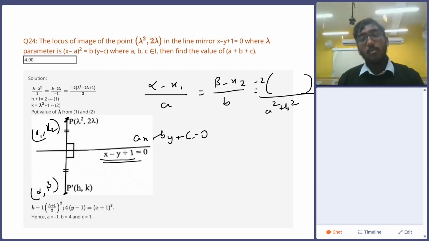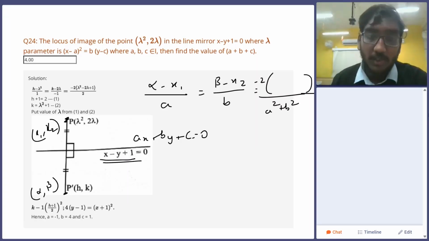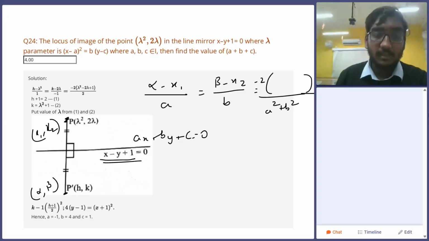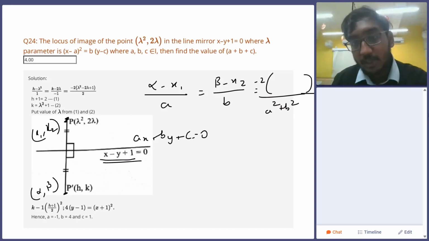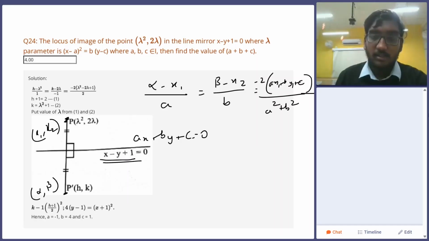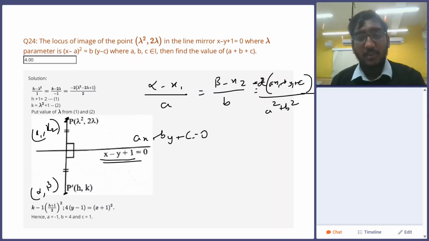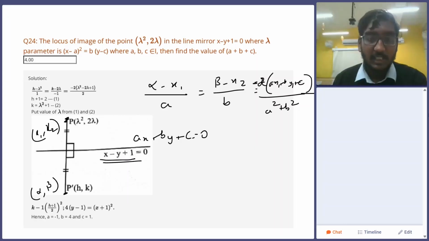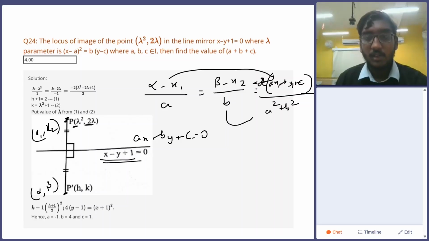Hope you are all aware of this equation, and you just put the value in the line itself, this particular x1 y1 value, ax1 plus by1 plus c, divided by a square plus b square. This is how you will write the equation. So just by putting the values, x1 is known to be lambda square, y1 is 2 lambda. Just put the values and equate this to this and also the second to this.